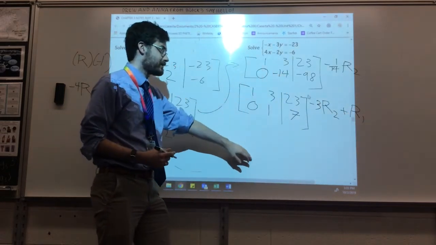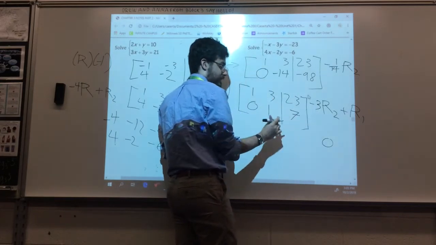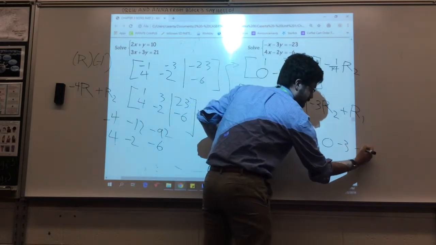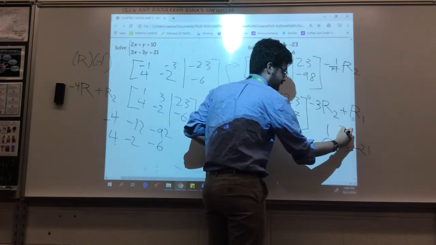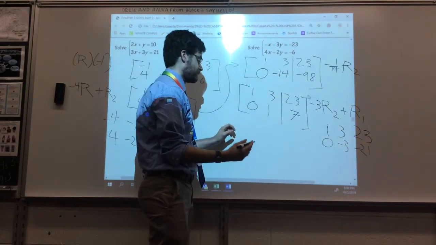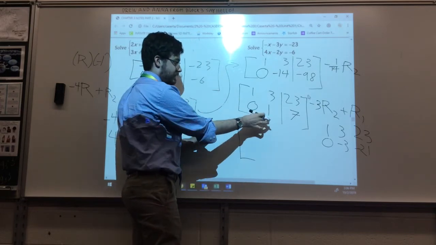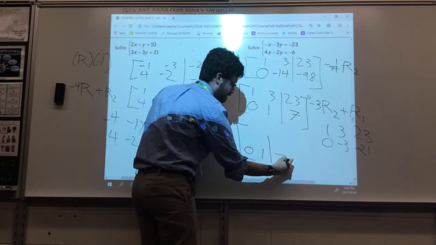What does that look like? Negative 3 times 0 is 0. Negative 3 times 1 is negative 3. Negative 3 times 7 is negative 21. I'm applying that to our first row. 1, 3, 23. Okay, so let's see what our final answer is going to look like. I'm not touching the second row any longer. It's in the form I want it to be in.